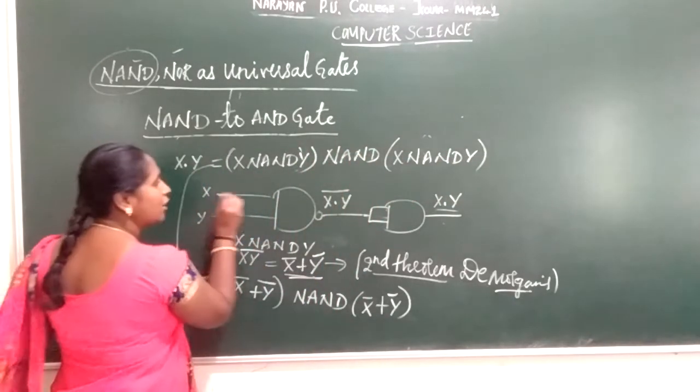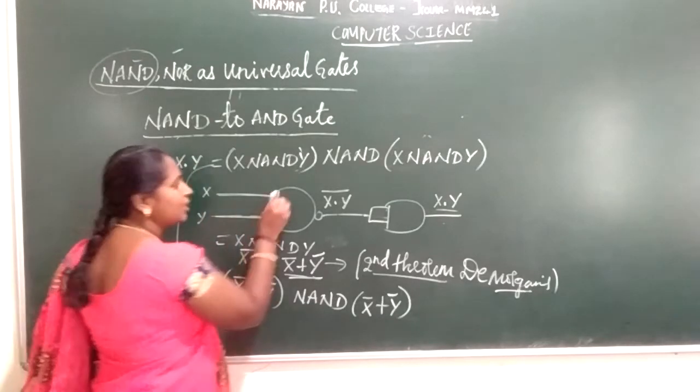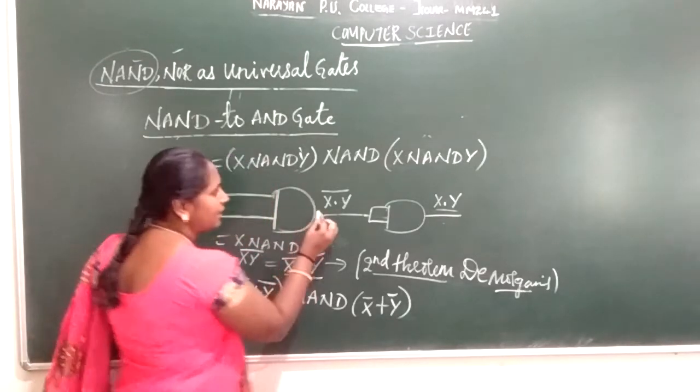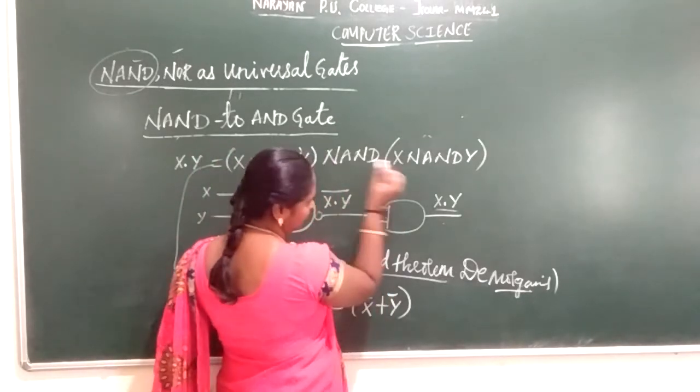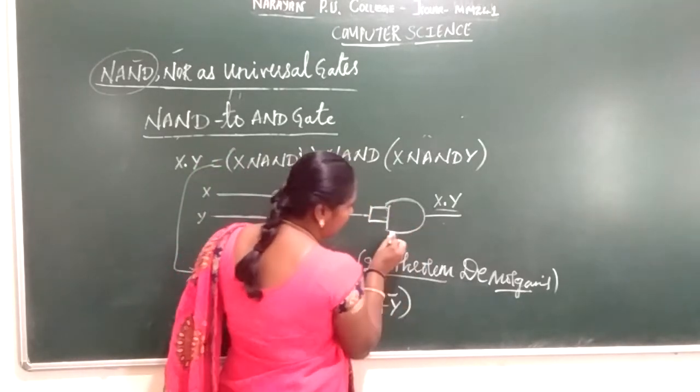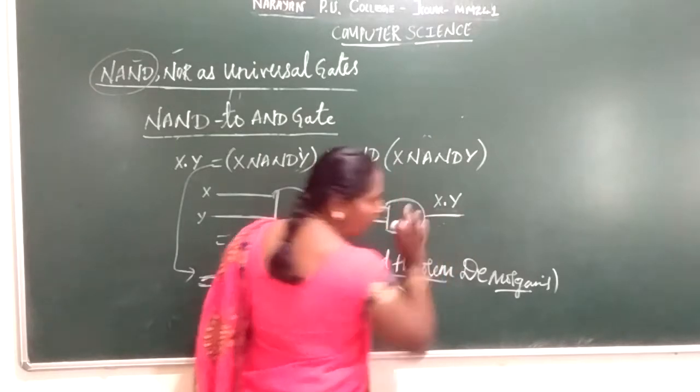So according to that I have written a logic diagram. First I have used a NAND gate, that is x bar into y bar. Again I have implemented, given this as the input, that is nothing but NAND of this. So NAND of xy becomes x dot y.